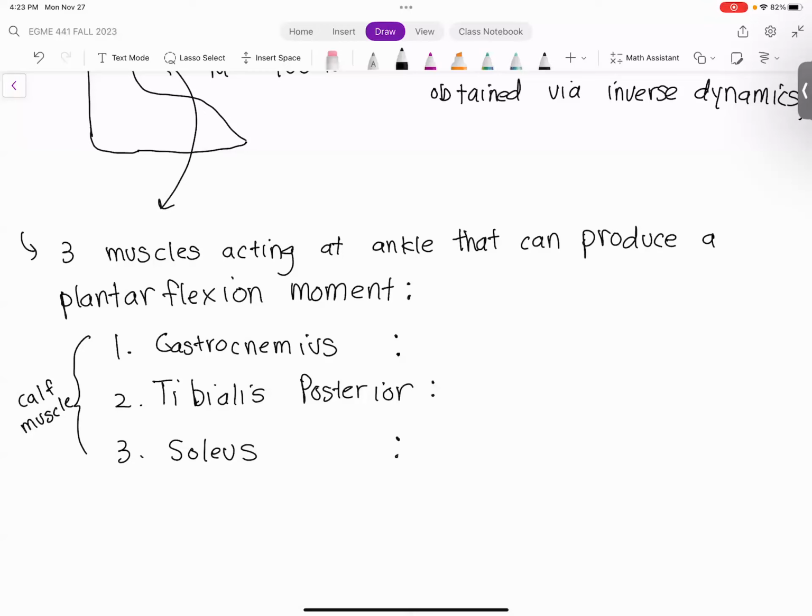For the gastrocnemius, its maximum is 4,097 newtons. For the tibialis posterior, the max it can do is 3,052 newtons. And then for the soleus, the max amount of force that it can do is 6,435 newtons.